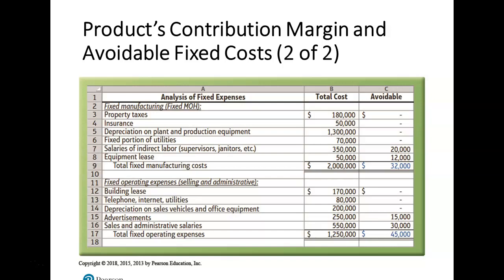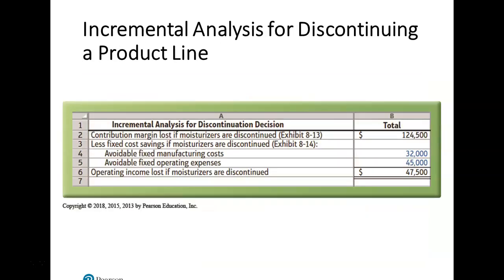Now, again, avoidable costs are costs that will not have to occur if that product line is removed. And again, this is just analysis of fixed costs that will go away if a product line or a segment of the business was discontinued. Incremental analysis, again, is another scenario, just giving you the idea of what happens when a decision is contemplated on discontinuing a product line.